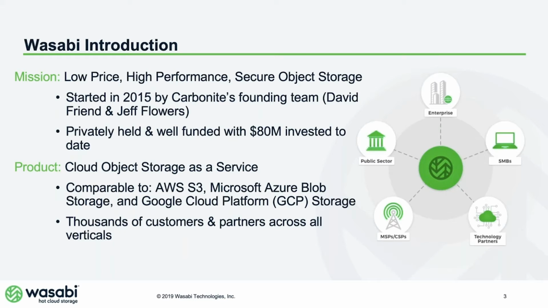We're fast. Wasabi treats all data as hot data. You can keep all your data hot so it can be accessed in milliseconds instead of minutes, or in some cases hours, from other cloud vendors. And we're secure. We offer 11 nines of durability and give you the option for data immutability.